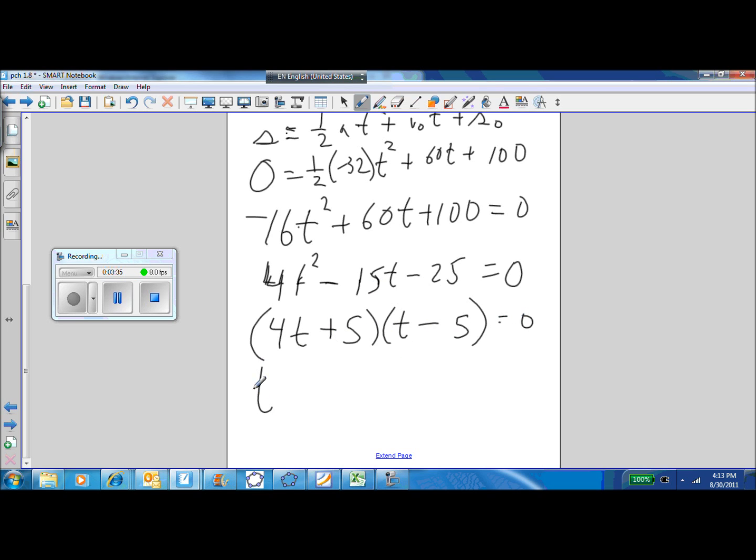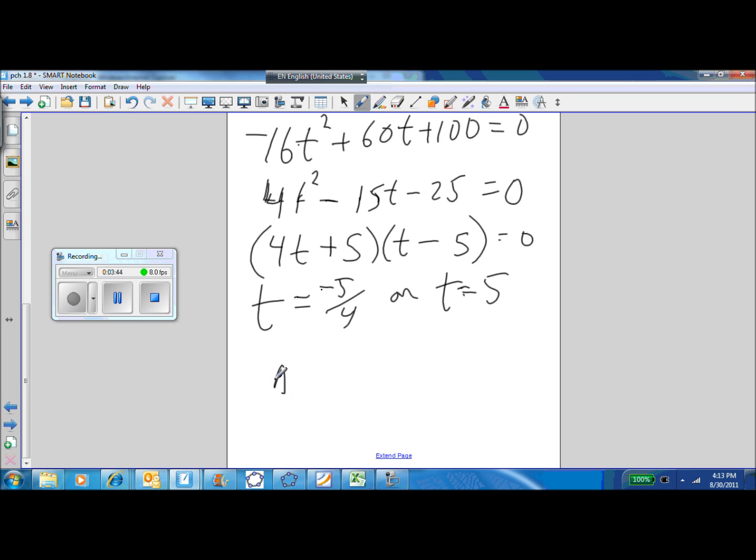So you get t equals negative 5/4, or t equals 5 seconds. So the only one that makes sense here is t equals 5 seconds. Negative time doesn't make sense. Why is it giving us that answer?